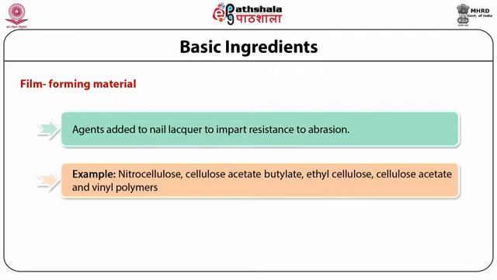It is obtained when sulfuric acid and nitric acid are reacted with cotton. There are different categories of nitrocellulose which are characterized on the basis of viscosity in organic solvent. Examples of film formers include cellulose acetate butyrate, ethyl cellulose, cellulose acetate and vinyl polymers.